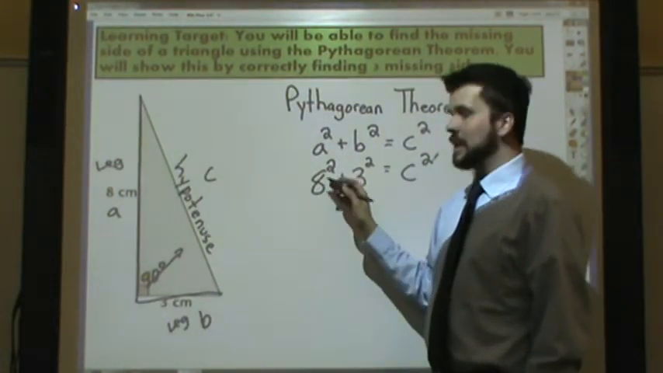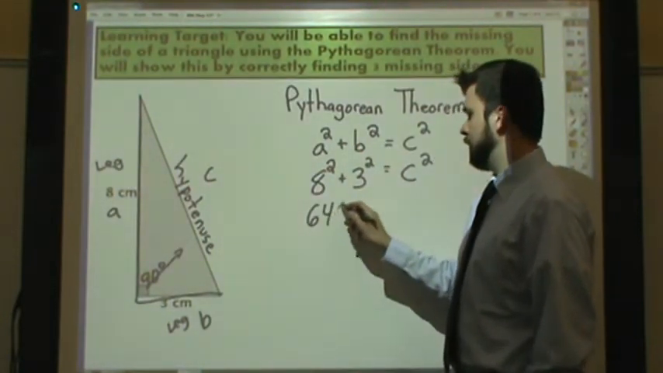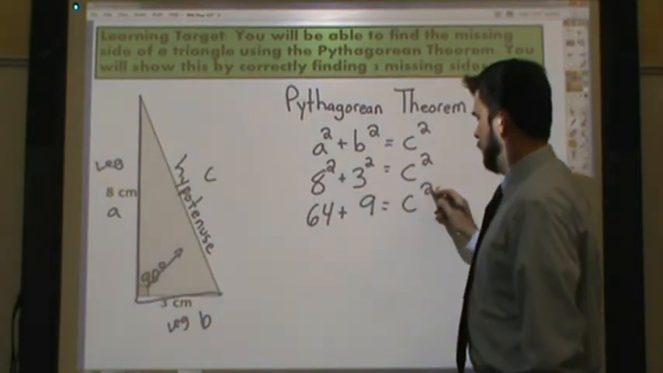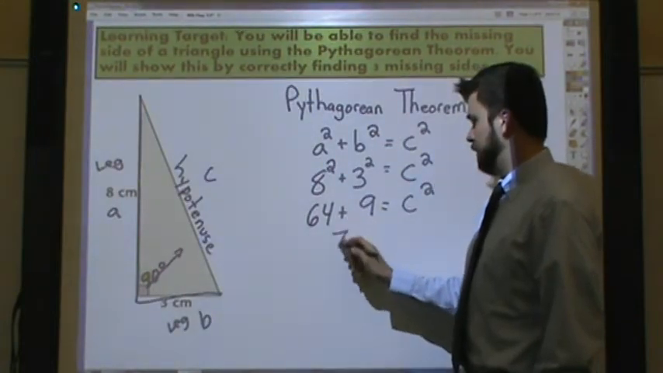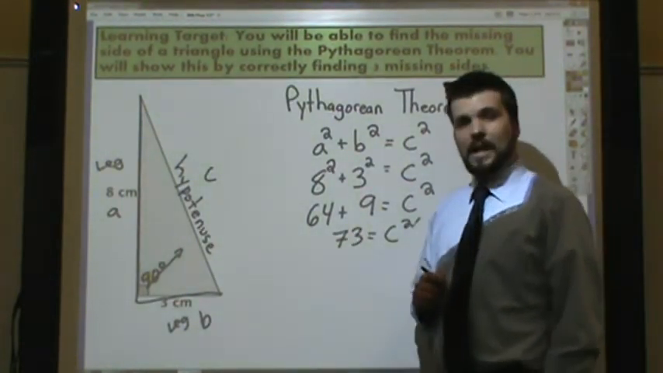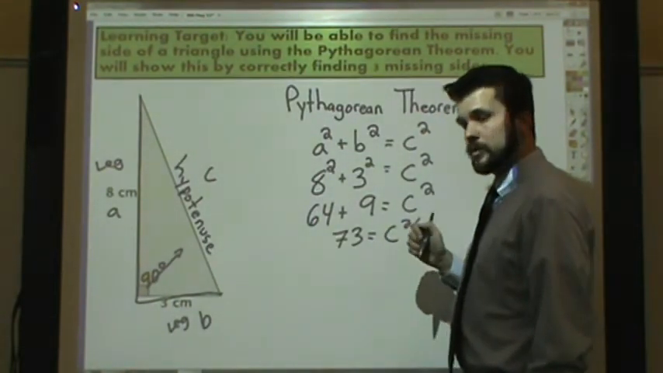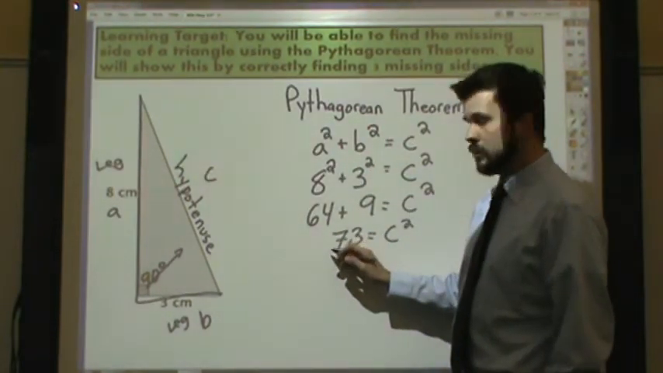Squared means times itself, so this is 8 times 8. 8 times 8 is 64. 3 times 3 is 9. Next, I can add these together because they're on the same side with our plus sign. Okay, to get rid of a square, we want to do the opposite. The opposite of a square is a square root. So I want to see all this up to this point, and then we're going to put a square root on it.